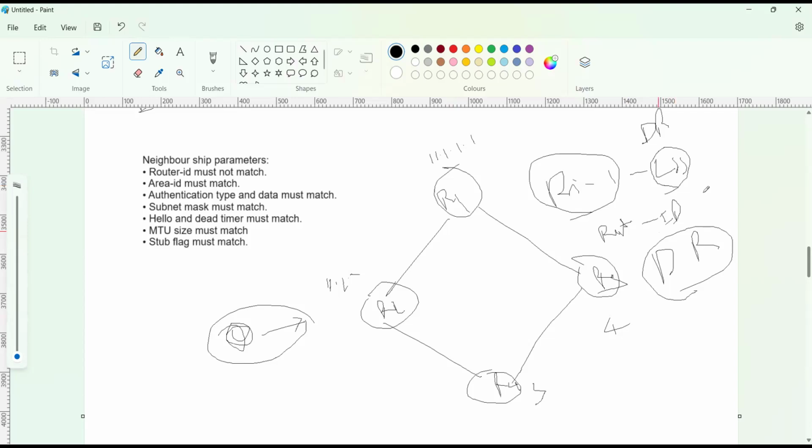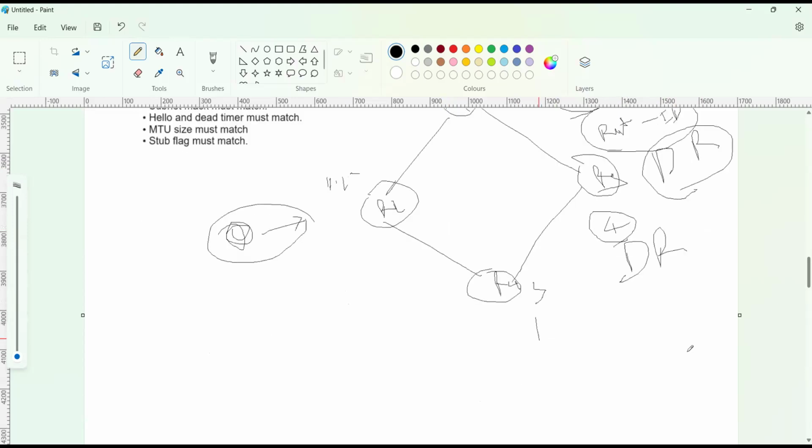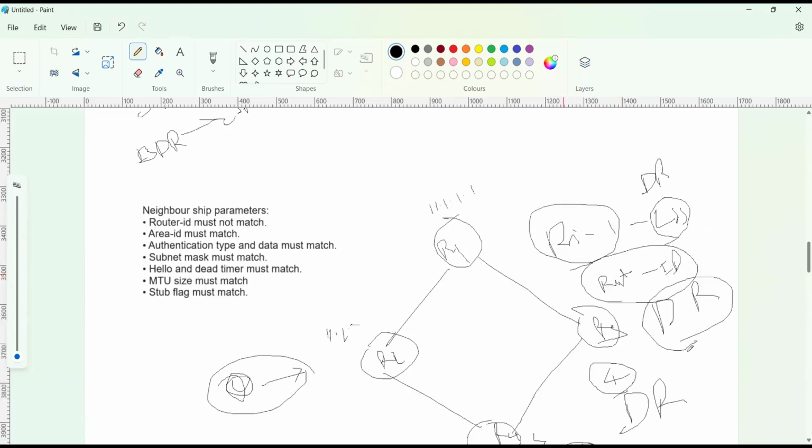And if the priority is matched, then the highest router ID wins. Here we have router IDs 11.1.1.1, 11.1.1.2, 11.1.1.3 and 11.1.1.4. So the highest router ID is 4. Then this is the DR router and, compared to 4, this is the BDR. That is how the DR and BDR election works.